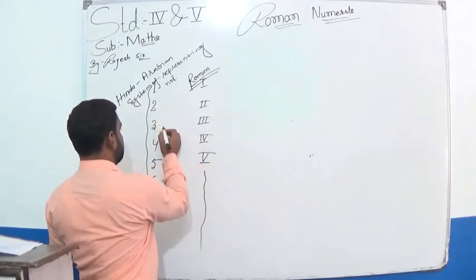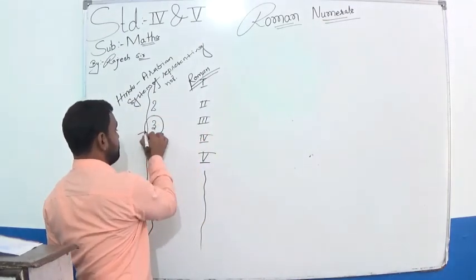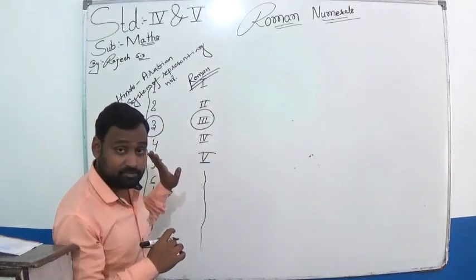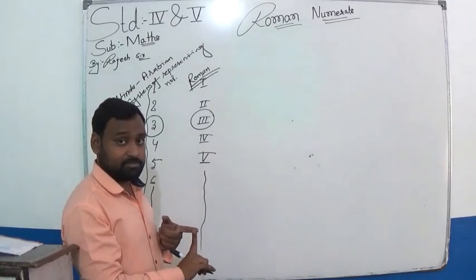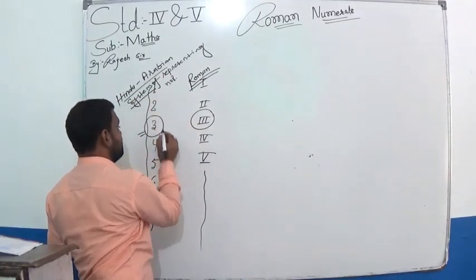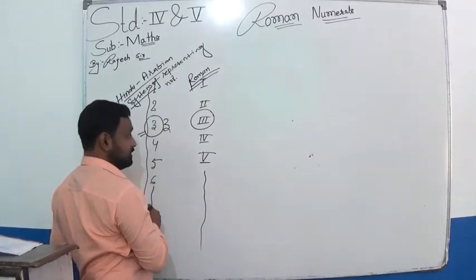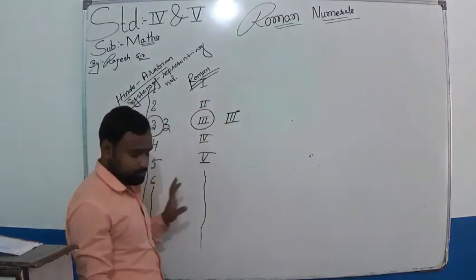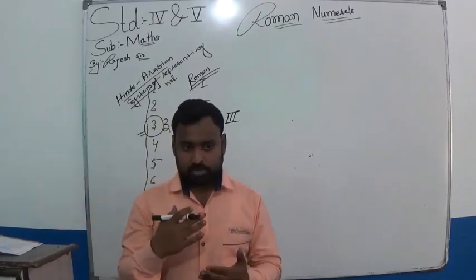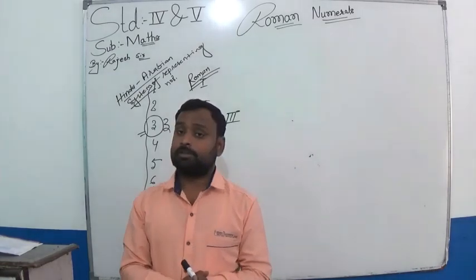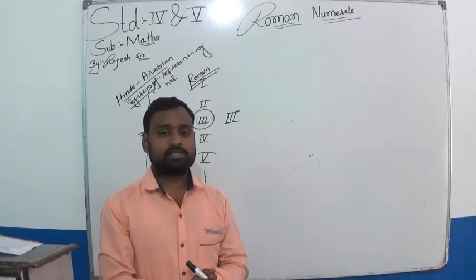Suppose this is 3, its value is 3, and this is also 3. The value is the same, 3, but in the Hindu-Arabian system 3 is represented like this, and in Roman style it is like this. So symbols may change. Number can't change. The value will be the same.